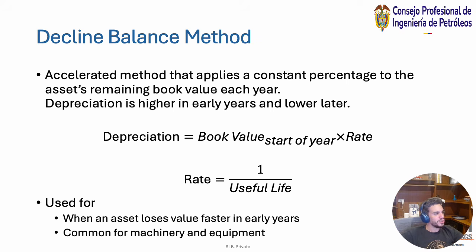Then the declining balance method, it's the accelerated method that applies a constant percentage to the asset's remaining book value each year. Depreciation is higher in early years and lower later. Depreciation is equal to the book value at the start of the year multiplied by the rate, where the rate is equal to 1 over the useful life period. And this is used for when an asset loses value a lot faster in the early years and then slows down later. So this is more common for machinery or equipment, right?